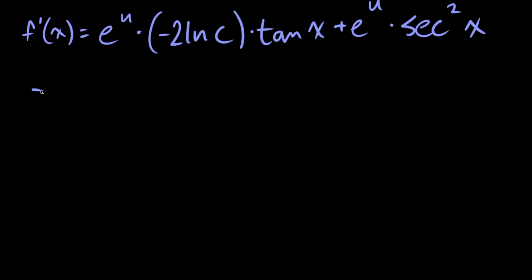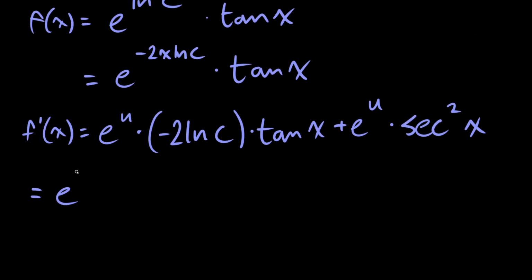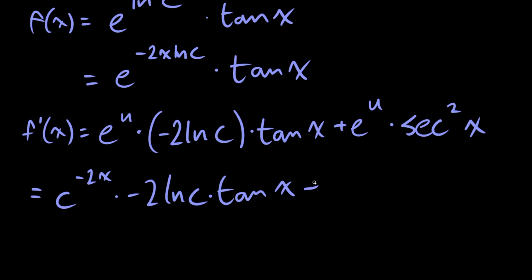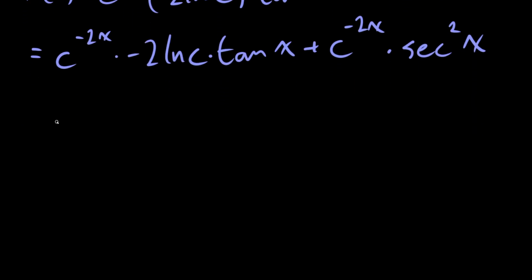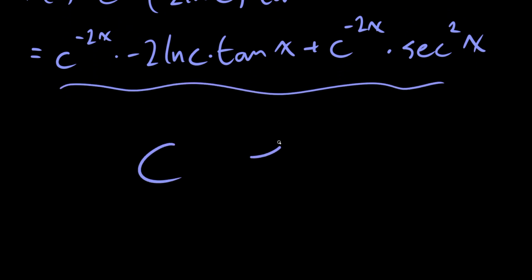And we'll just have to simplify this, where we know what u is, e to the negative 2x ln c, but we know that we turned c to the negative 2x into e to the u, so we can write it as c to the negative 2x, multiply negative 2 ln c times tan x, plus c to the negative 2x times secant squared x. You could simplify this, but I'm just going to leave it like this. And yeah, that's the answer if we have a printing error instead of Euler's number.